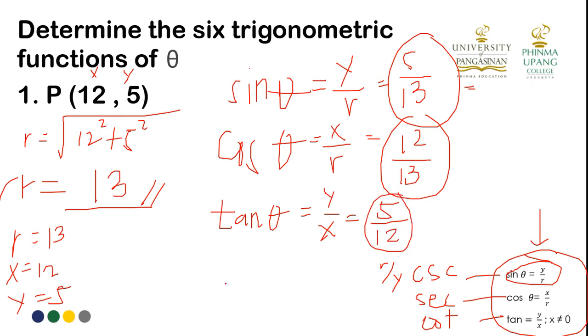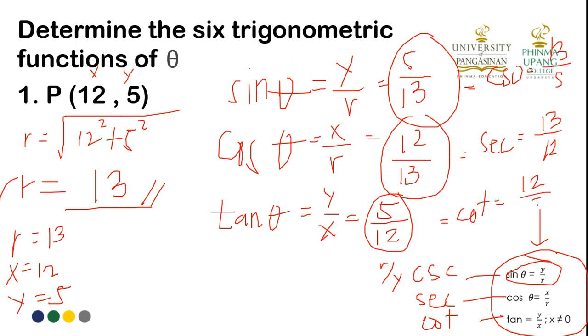Then now, counterpart ng sine. Baliktarin natin counterpart ng sine, CSC. Answer, 13 all over 5. Counterpart ng cosine is secant. Baliktarin natin, 13 all over 12. Next, counterpart ng tangent, cotangent. Baliktarin natin, 12 over 5. And that's all for today.